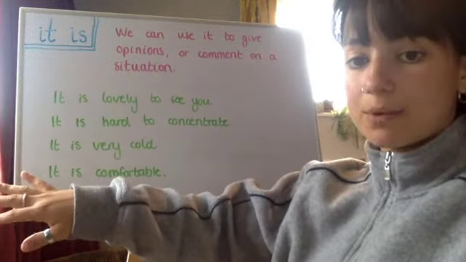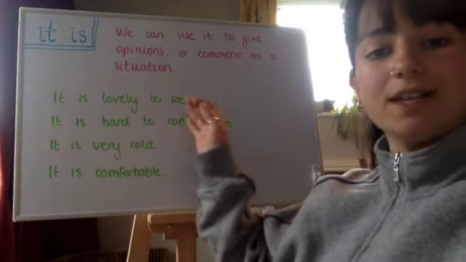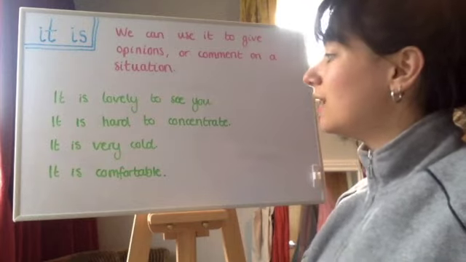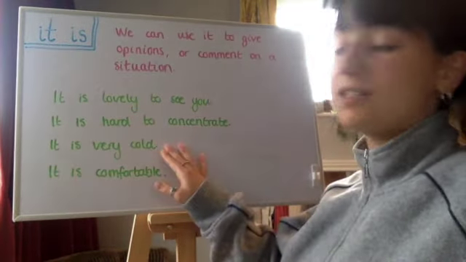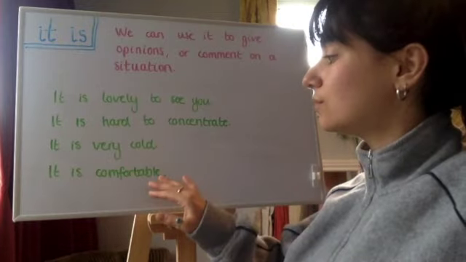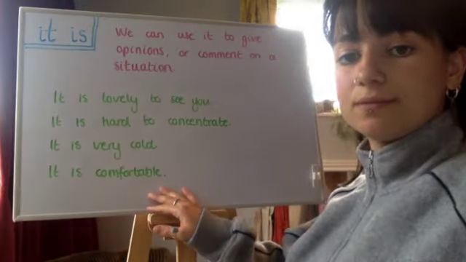When we want to give opinions or comment on a situation, we can also use it is. So, for example, it is lovely to see you. It is hard to concentrate. It is very cold. It is comfortable.